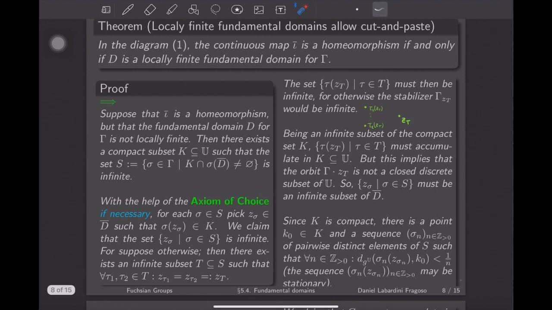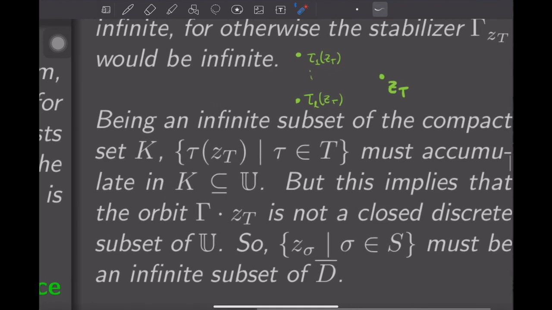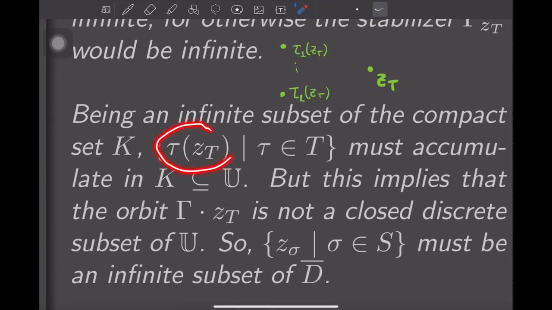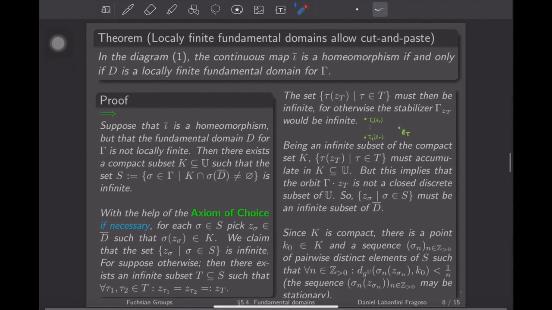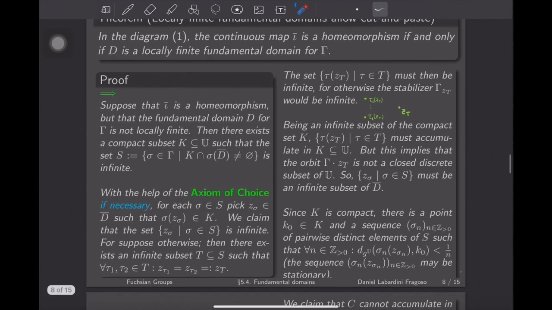So it has to accumulate in K. But then I notice that all of these belong to a single orbit, the orbit of ZT. So what I obtain is an orbit that accumulates in U. But that's also a contradiction to the fact that gamma is Fuchsian. So what must happen is that this set is actually infinite.